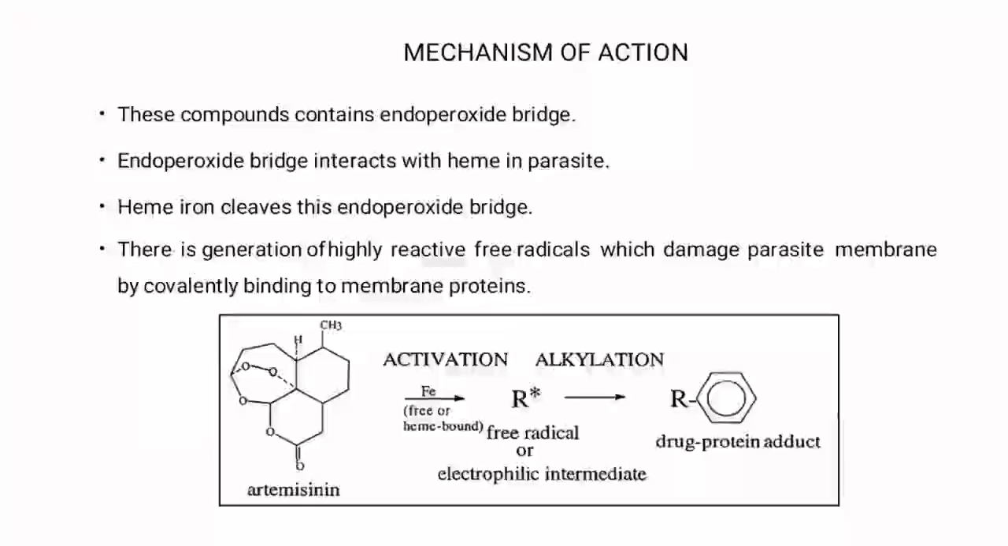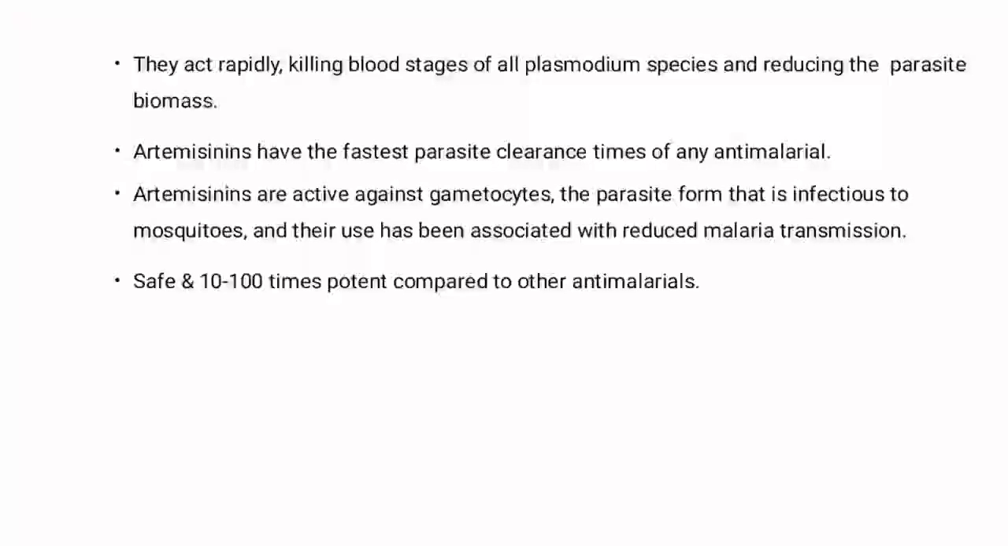Mechanism. This compound contains an endoperoxide bridge. The endoperoxide bridge interacts with heme in the parasite. Heme iron cleaves the endoperoxide bridge. There is a generation of highly reactive free radicals which damage the parasite membrane by covalently binding to membrane proteins. So artemisinin activation, alkylation, and they act rapidly, killing blood stages of all Plasmodium species and reducing the parasite biomass.